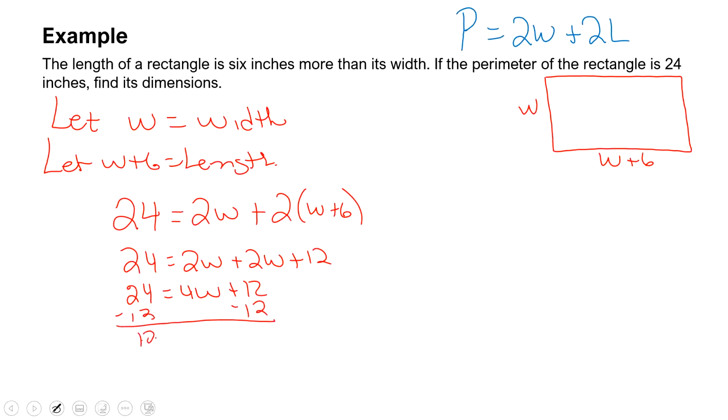And with 12 equals 4W, when I divide by 4, my width equals 3 inches. You have to label it what it is. So if my width is 3 inches, we add 6 inches to that, we end up with 9 inches.